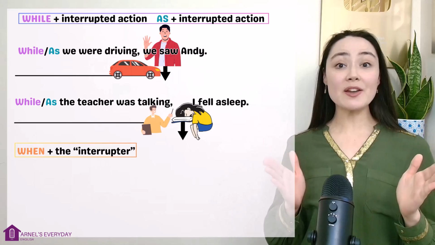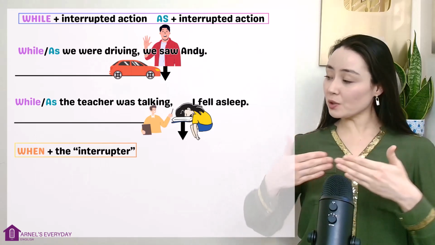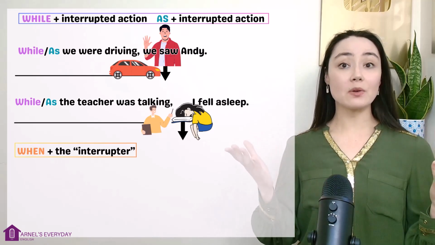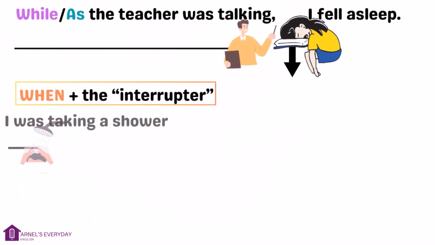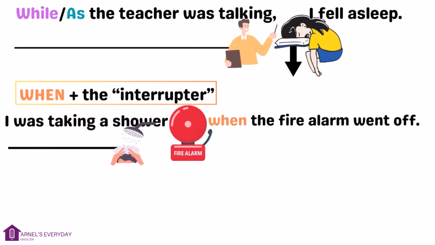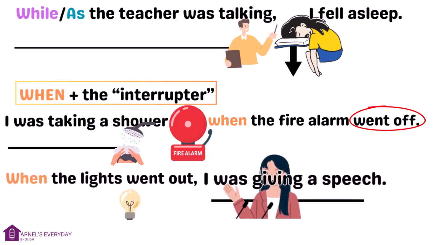Okay, so now we know as and while introduce an action that gets interrupted. What about when? I was taking a shower when the fire alarm went off. And go off means starts to ring, like this. When the lights went out, I was giving a speech. And when lights go out, they turn off, usually unexpectedly, like this.